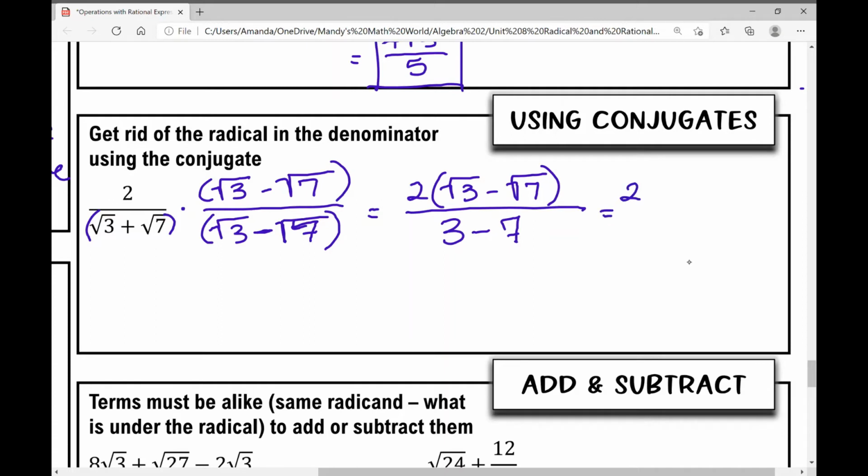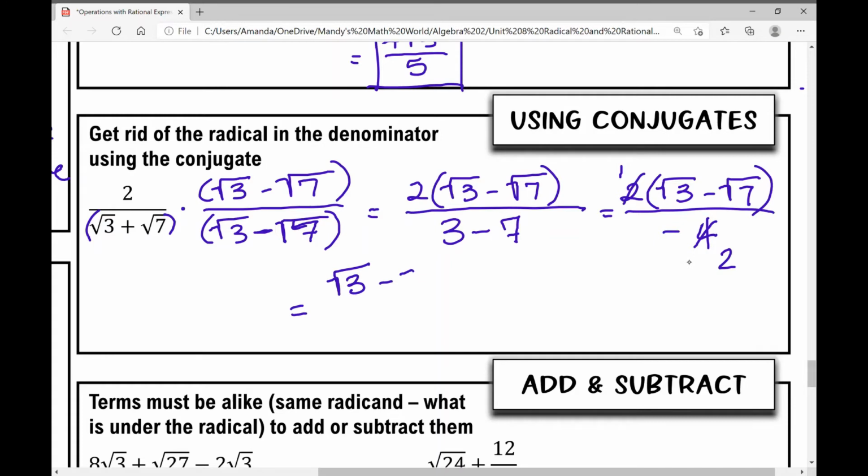So let's rewrite this. Square root of 3 minus square root of 7 over 3 minus 7 is negative 4. And again, I can simplify this. 2 and 4 have common factors. It's 2. 2 divided by 2 is 1. 4 divided by 2 is 2. So I can rewrite this as the square root of 3 minus the square root of 7 over 2.